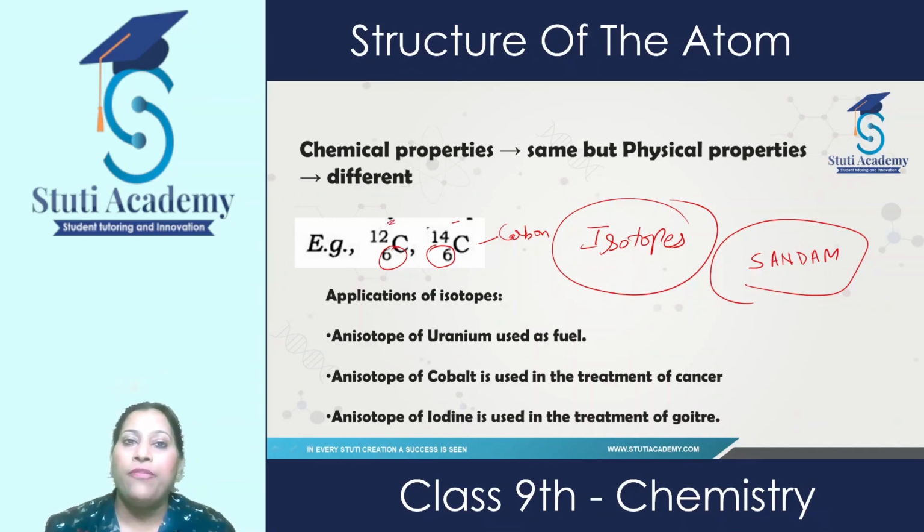The isotope of uranium is used as a fuel. Isotope of cobalt is used in the treatment of cancer. Isotope of iodine is used in the treatment of goiter. And these isotopes have same chemical properties, but their physical properties are different.